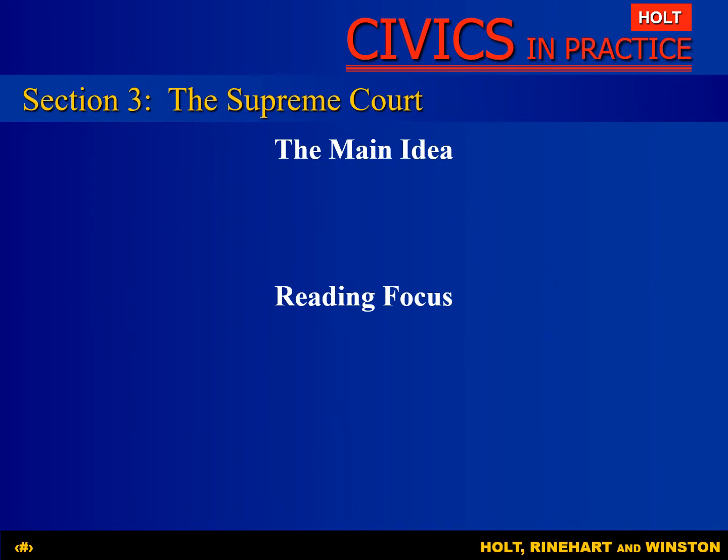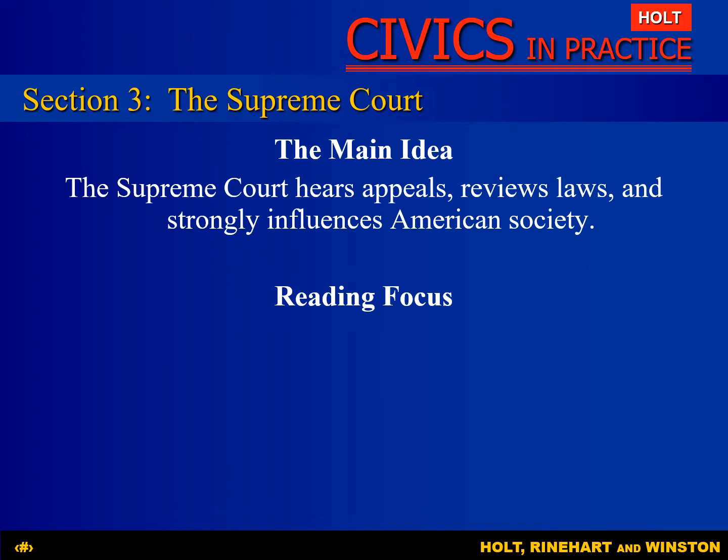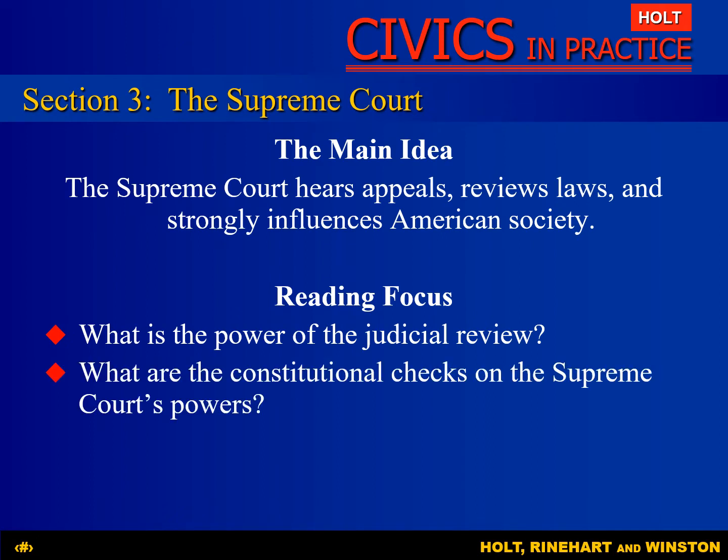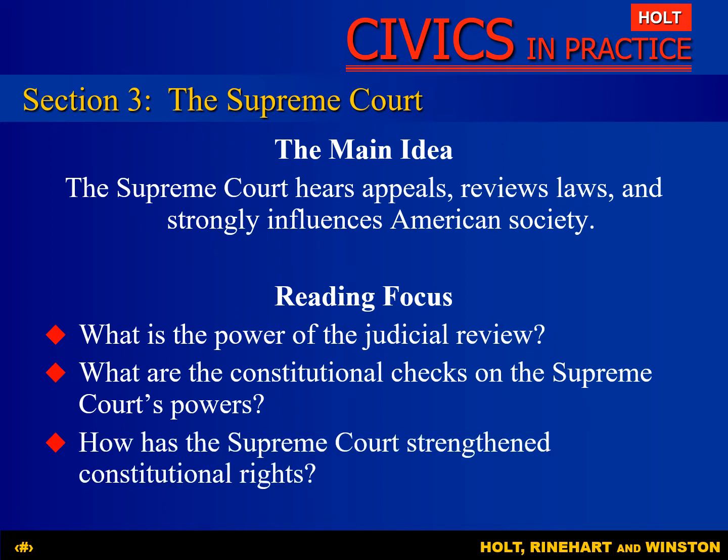The main idea for this section is the Supreme Court hears appeals, reviews laws, and strongly influences American society. The reading focus for this section is, what is the power of judicial review? What are the constitutional checks on the Supreme Court powers? And how has the Supreme Court strengthened constitutional rights?